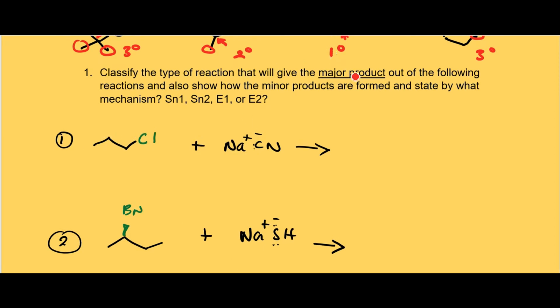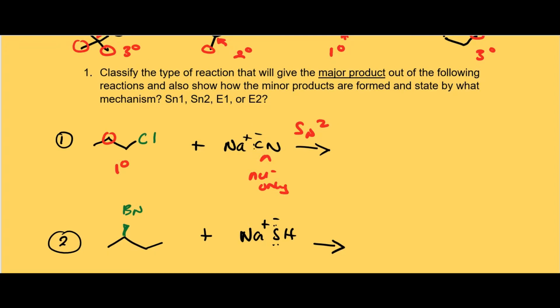Classify the reaction that will give the major product out of the following reactions, and also show how the minor products are formed and state by what mechanism. All right, so the first one, from your charts, that's a nucleophile only. So if it's a nucleophile only, I'm thinking Sn2. And again, this is a primary substrate. This carbon is only bonded to another carbon. So I'm expecting the reaction here to be Sn2.